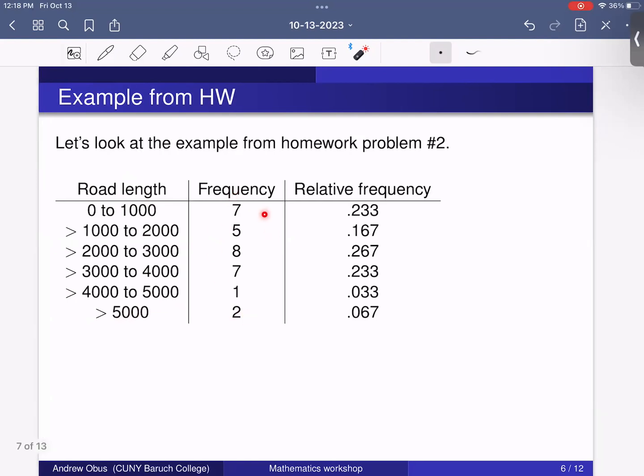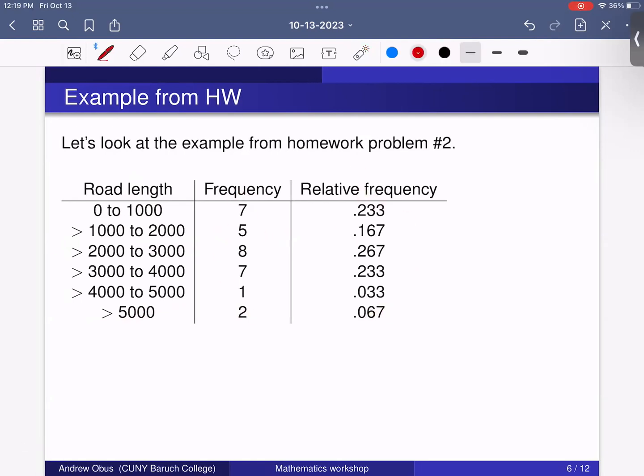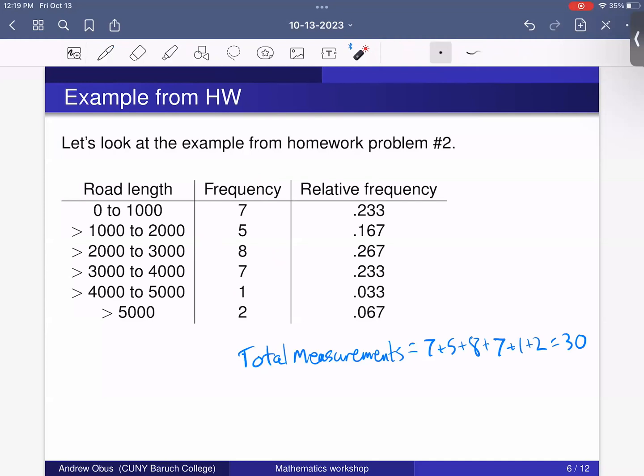Okay, so this is the road length, this was the frequency, and we can calculate the relative frequency over here. So the total measurements are equal to 7 plus 5 plus 8 plus 7 plus 1 plus 2. If you add this all up, you get 30. And so the relative frequencies are given by just dividing all of the absolute frequencies by 30. So this is 7 divided by 30, 5 divided by 30, 8 divided by 30, 7 divided by 30, 1 divided by 30, and 2 divided by 30.